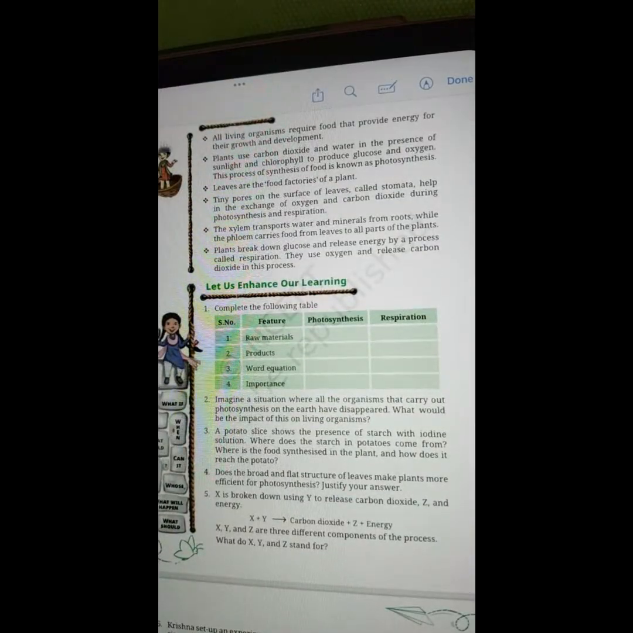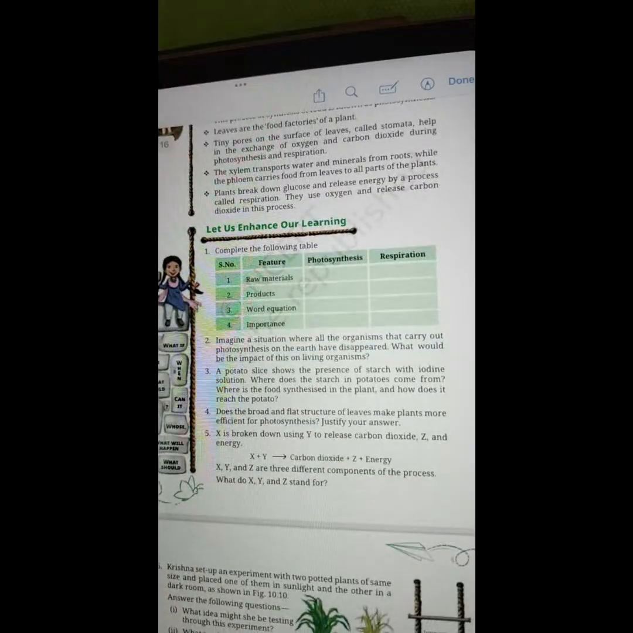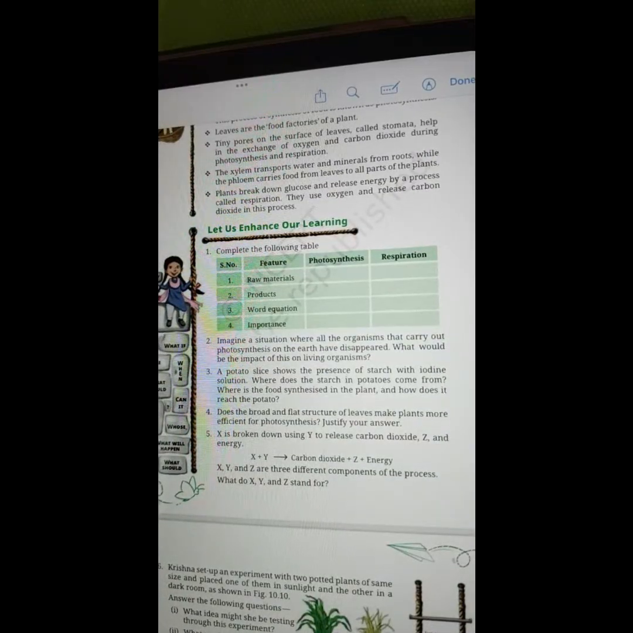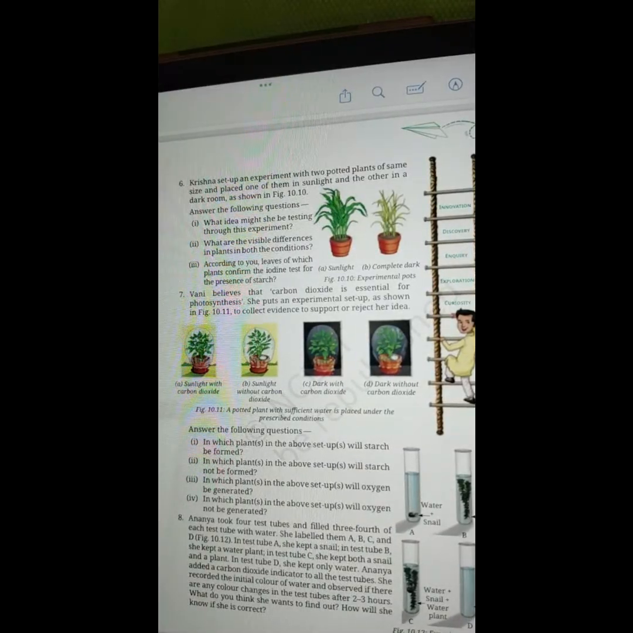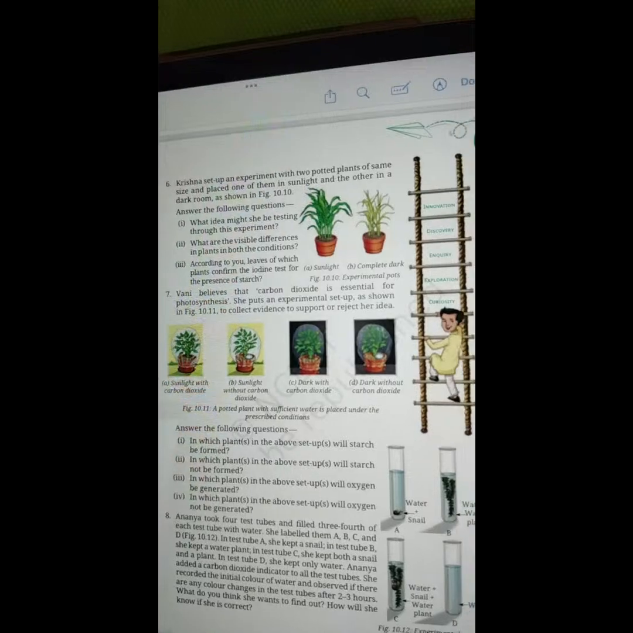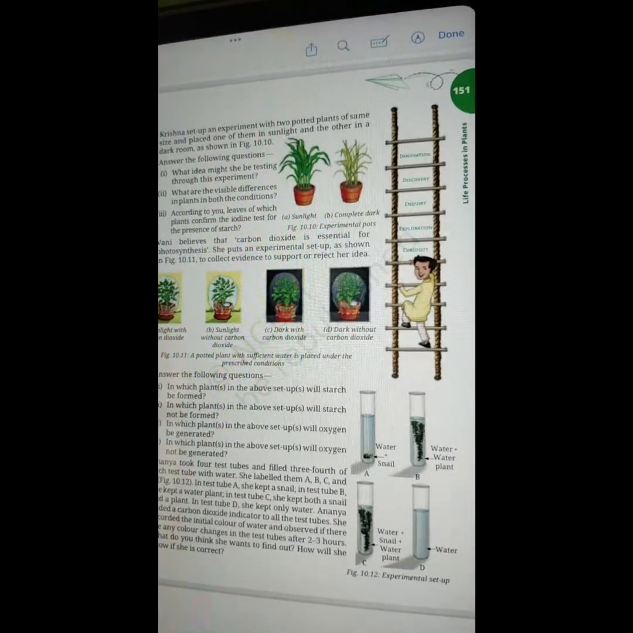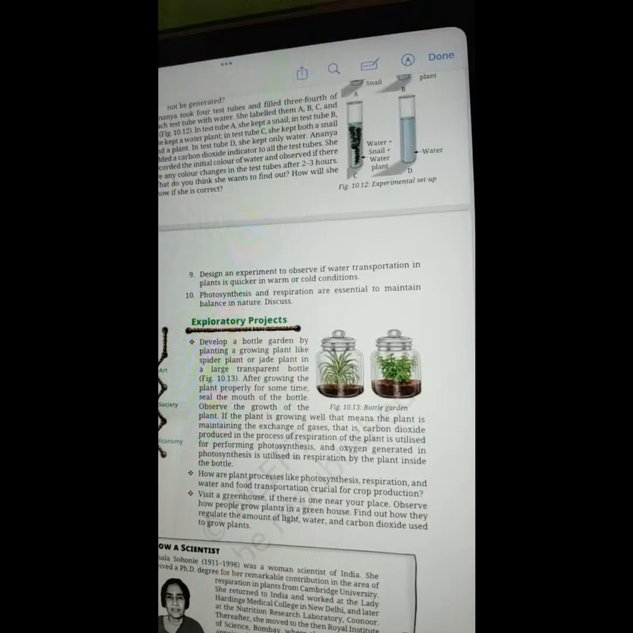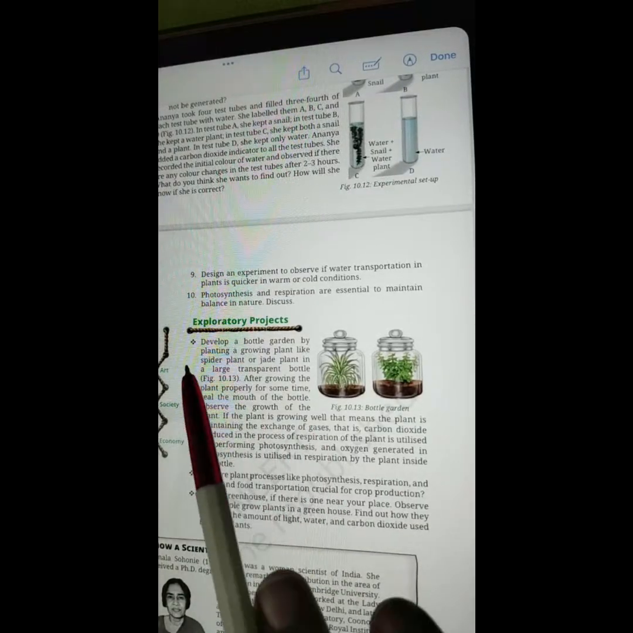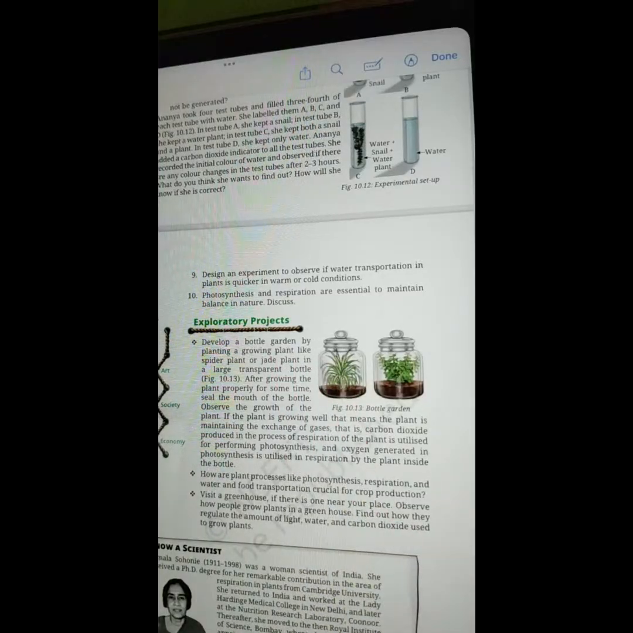So, here you can pause the video and go through all the questions of this chapter. On this page, you can see questions from 1 to 5. This is another page where you can see 6, 7, 8. These are all activity-based, competency-based questions that you can practice on your own for this chapter. So, all the images should be visible. And here we come to questions 9 and 10. In case you are interested, you can go through these exploratory projects as well.